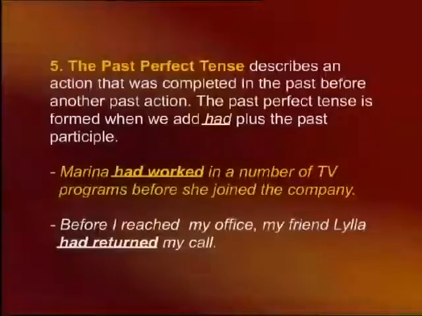The second perfect tense is the past perfect tense. It describes an action that was completed in the past before another past action. The past perfect tense is formed when we add had plus the past participle. Example: Marina had worked in a number of TV programs before she joined the company.